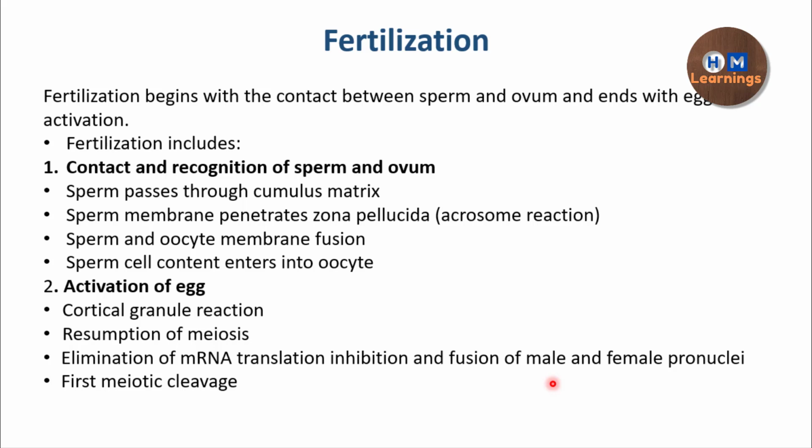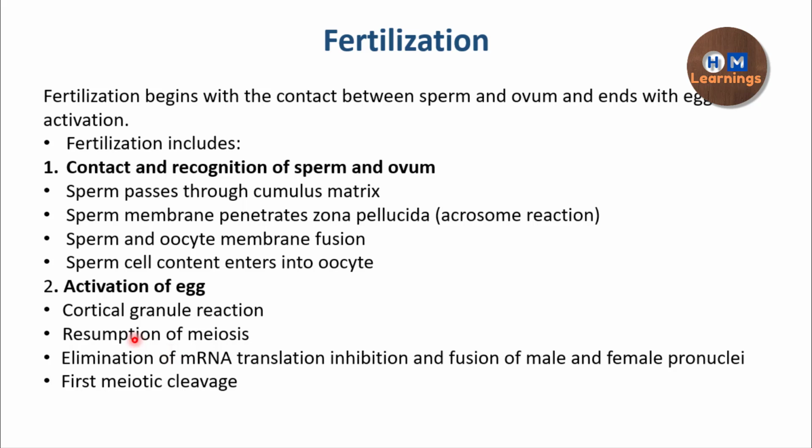and ultimately the fusion of male and female pronuclei. So you understand that we define fertilization only by this one line, that it is a fusion of male and female gametes, but it is not only that. It involves contact, and in the contact also there are multiple steps. Then in activation, the cortical granule reaction also happens, which is going to block polyspermy.